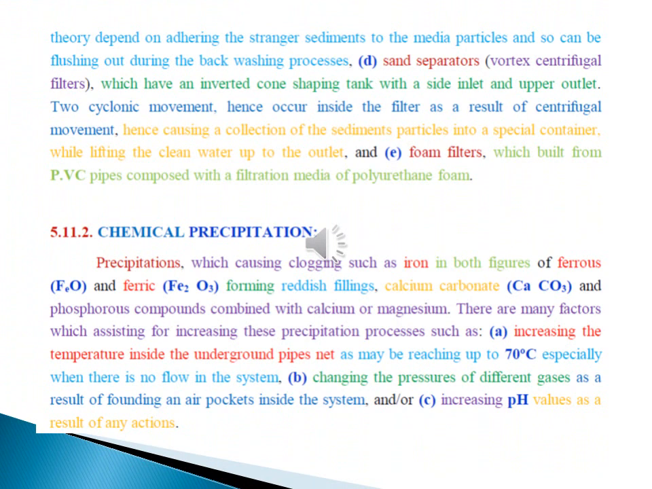Chemical precipitation. Precipitation which causes clogging includes iron in both forms of ferrous and ferric, forming a reddish filling, calcium carbonate, and phosphorus compounds combined with calcium carbonate. There are many factors which assist in increasing these precipitation processes, such as increasing the temperature inside the underground pipe network, which may reach up to 7 degrees, especially when there is no flow in the system, changing the pressures of different gases as a result of an air pocket inside the system, and or increasing the pH value as a result of any action.